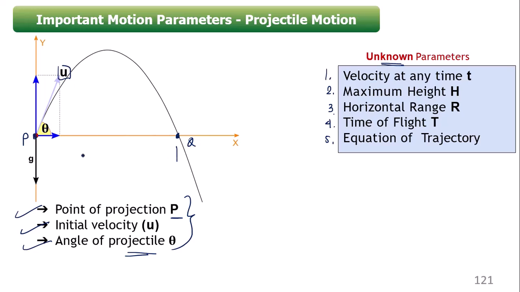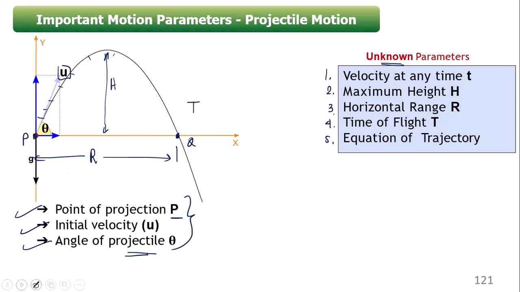So this distance PQ is called the range. And the maximum height is this much. So this is the maximum height, capital H. And in order to travel the particle from P to Q, what is the time taken? That is called the total time taken, capital T.